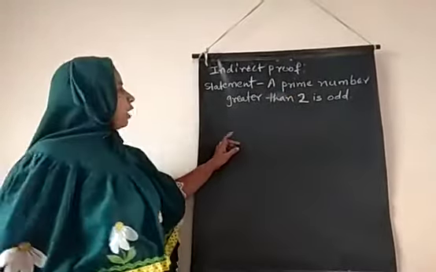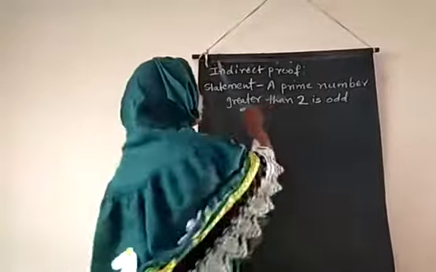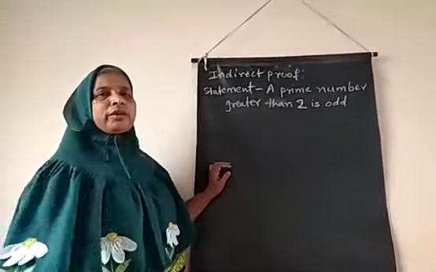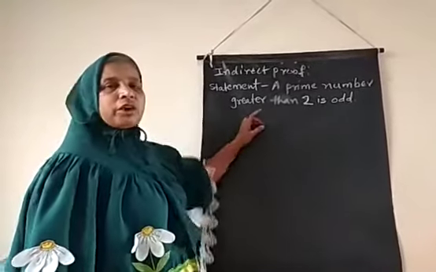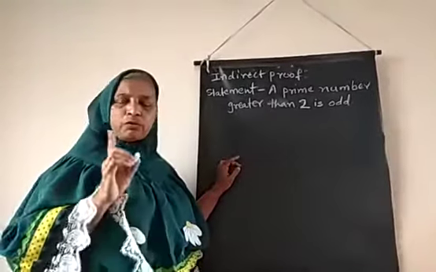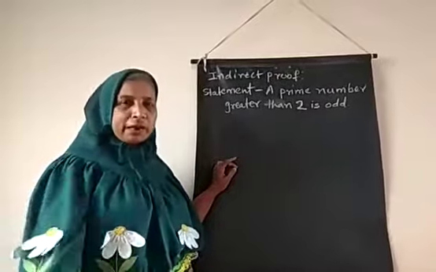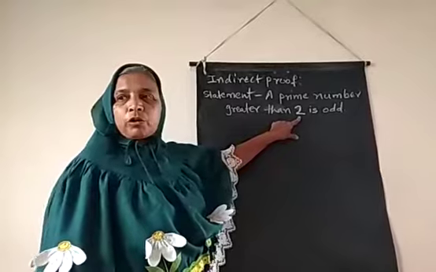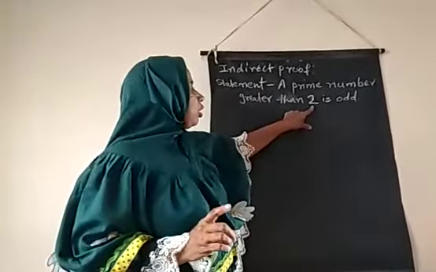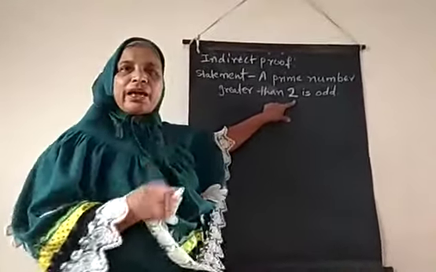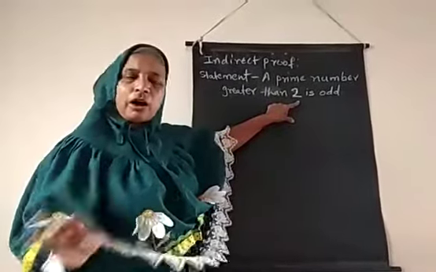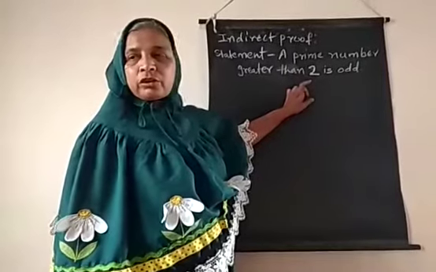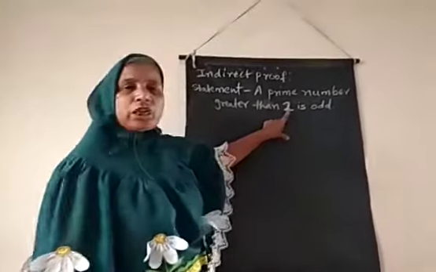This statement we are going to prove: a prime number greater than 2 is odd. What is a prime number? The number whose divisors are itself and 1 is known as a prime number. Now 2 is the only even prime number. Other even numbers are not prime because 2 is a divisor. So therefore 2 is the only even prime number.